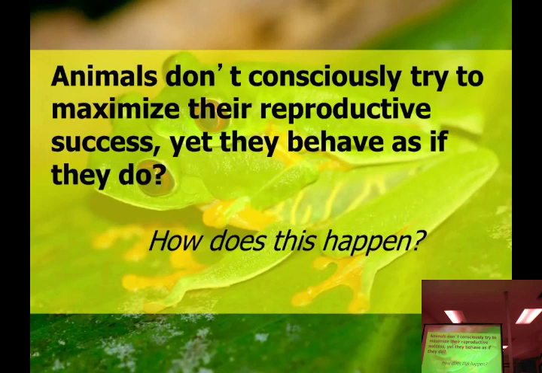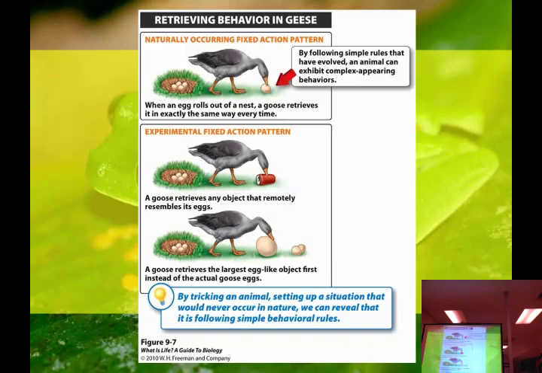So animals are not consciously trying to maximize their reproductive success. Humans can say, we are going to have sex in order to try and have a baby, but animals are not consciously trying to maximize their reproductive success, but they behave as if they do. And how does this happen? Like the retrieving of the egg in geese. This is a naturally occurring fixed action pattern where if the egg rolls out of the nest, the goose retrieves it in exactly the same way each time. So by living by these simple rules, the animal can exhibit a complex appearing behavior.